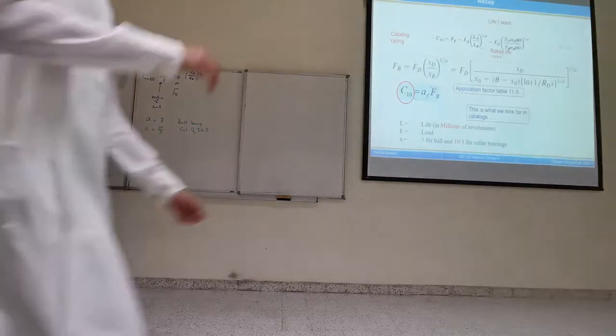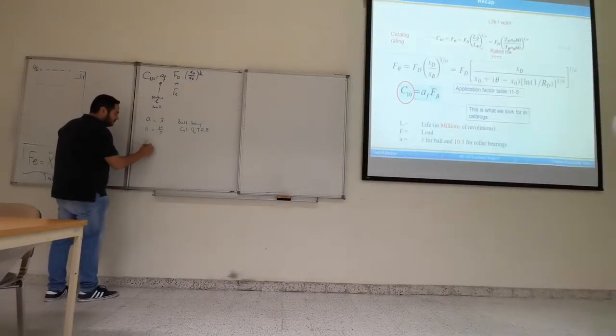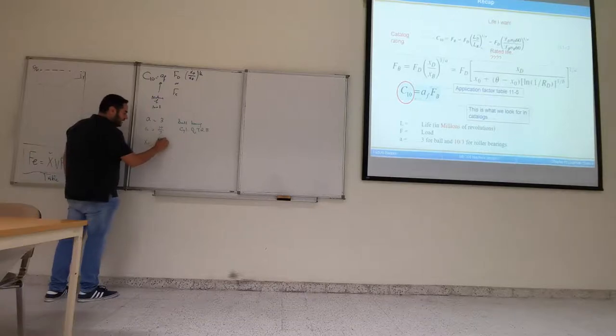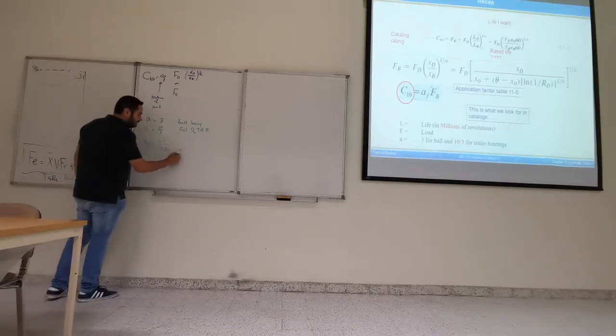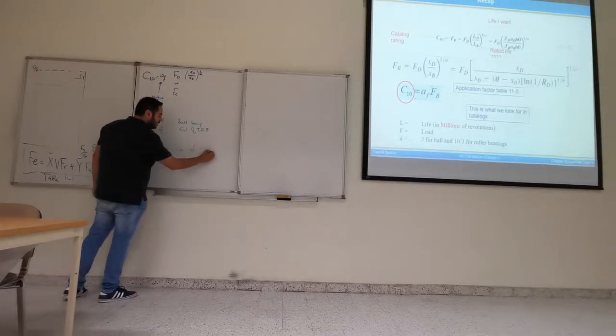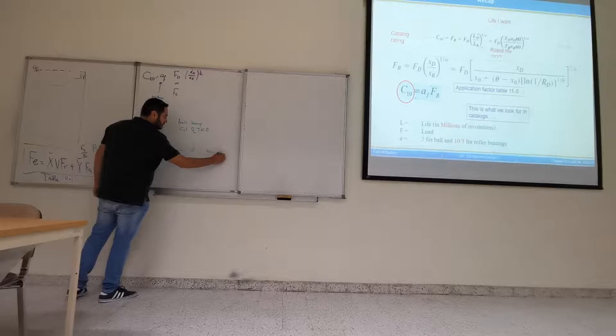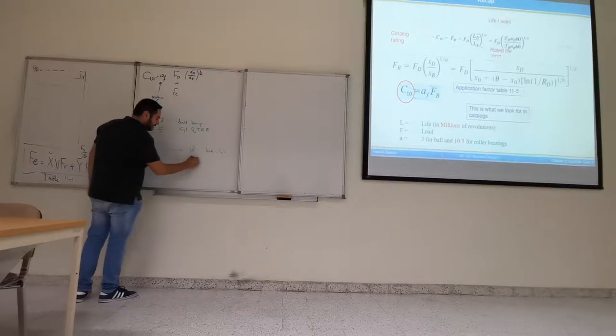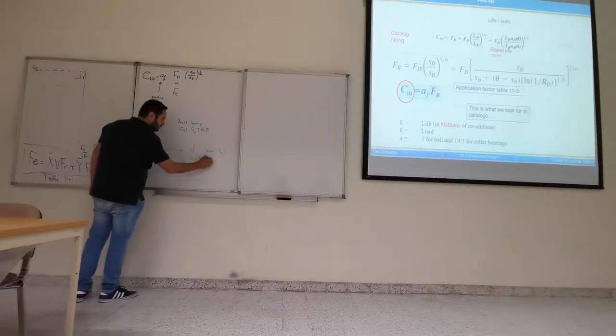x_D is equal to the desired life over the rated life. And what is the rated life? We said it is 1,000,000 cycles for ball and cylindrical, and 90,000,000 cycles for tapered roller bearings.